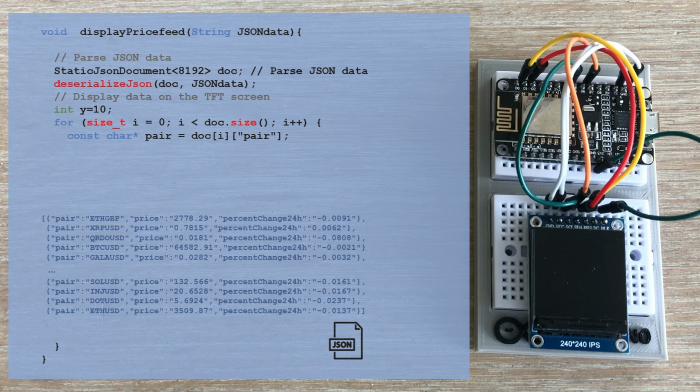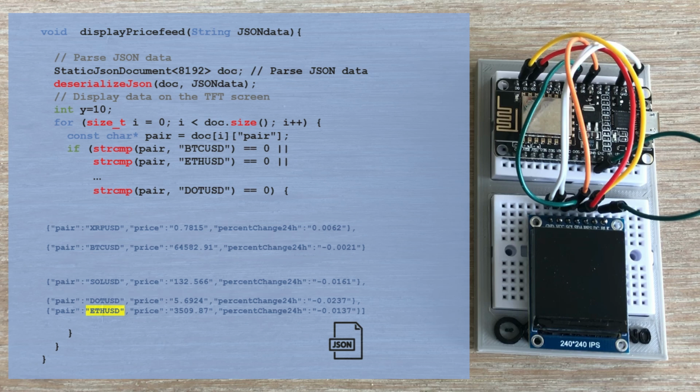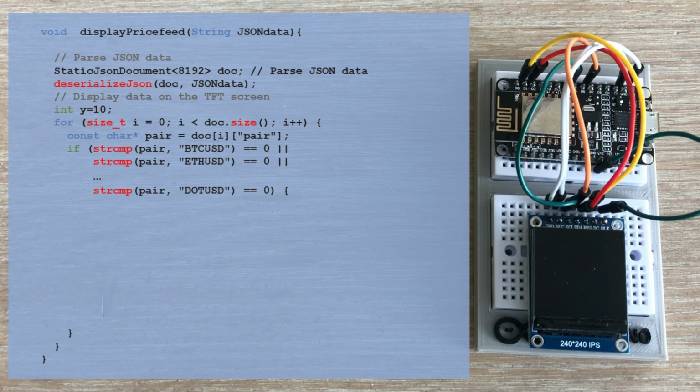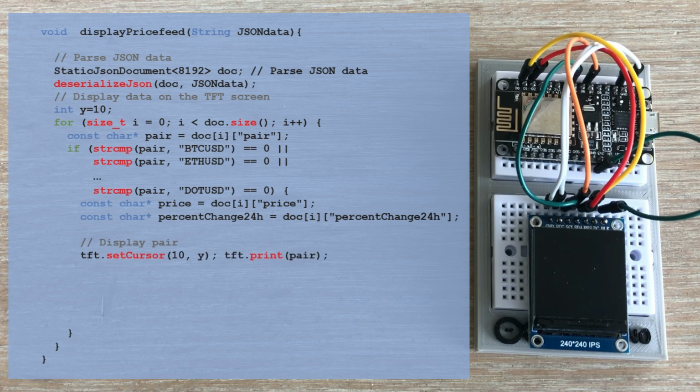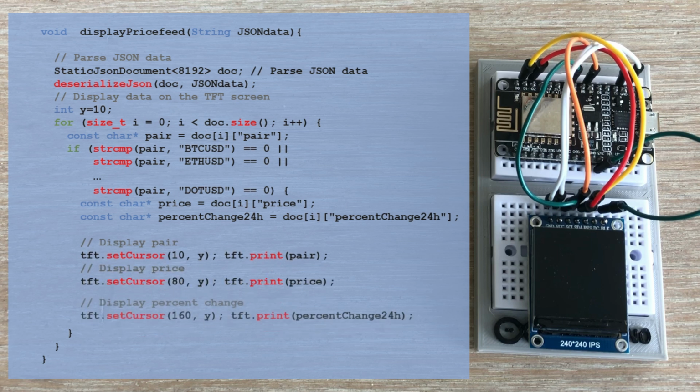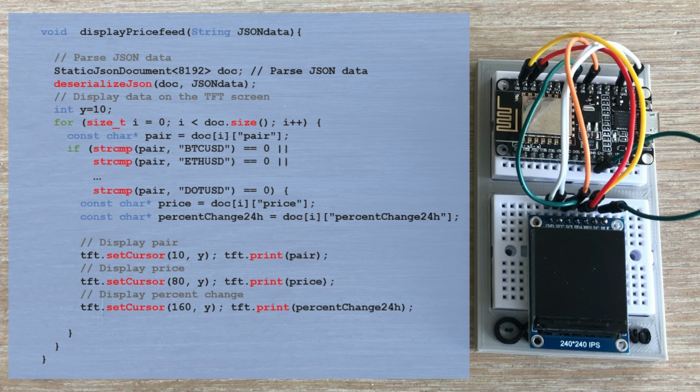In the first iteration, we will get the Ethereum to British pounds pair. In subsequent iterations, we'll go through all other pairs in the JSON response. If at this stage we introduce an if statement, we can filter out just the pairs that we are interested in. When we encounter one of the pairs that we want, we can extract the 2 remaining values of that object, the price and change %. Then we can display all 3 values on the TFT display. When all 3 are output, we move the y coordinate down by 20 pixels and are ready to process the next object in the for loop.